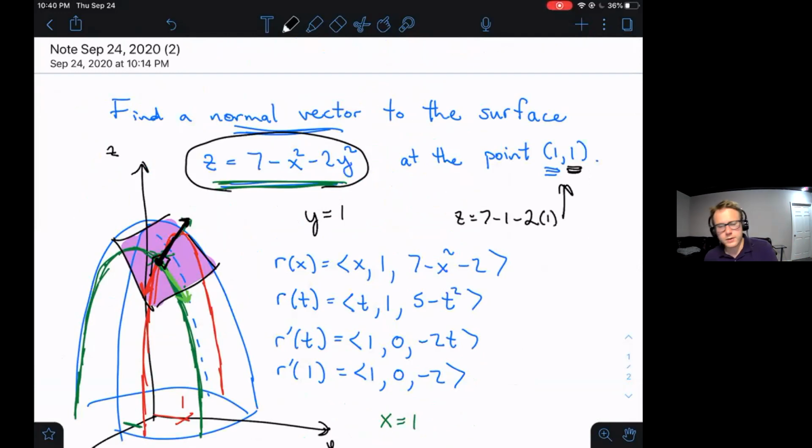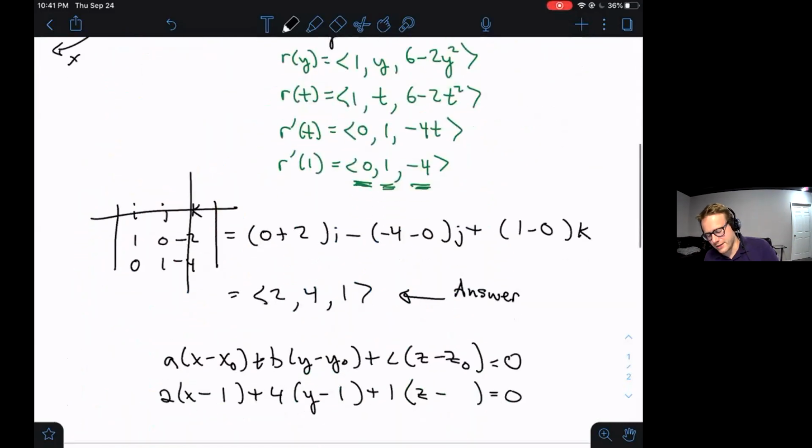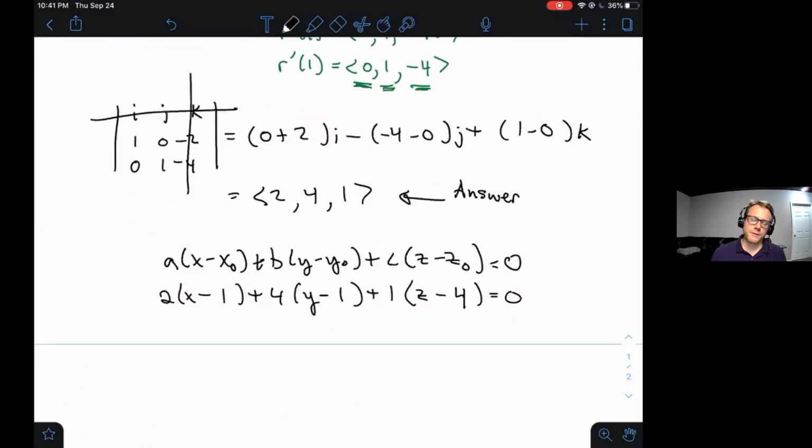And so I get 7 minus 1, 5 minus another 2, no, 7 minus 1, 5. I said that so confidently. I should have just let it go and see who caught it. 7 minus 1 is 6. Minus 2 is going to be 4. So it would be z minus 4. So that right there would be an equation of the plane, the tangent plane.